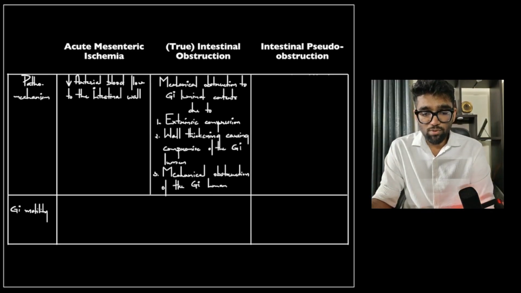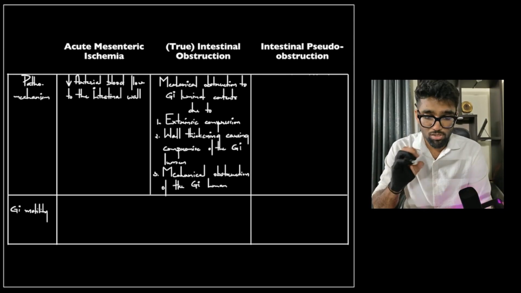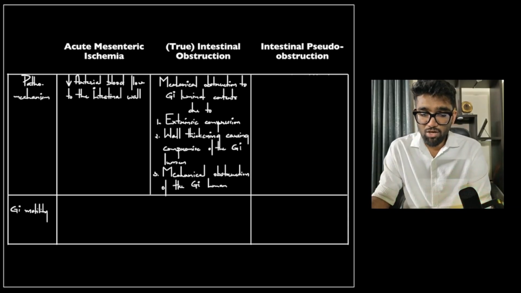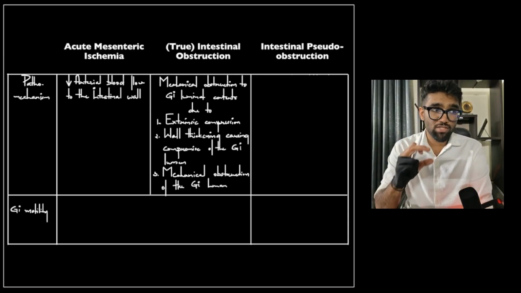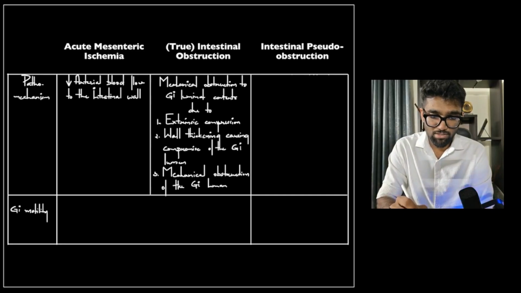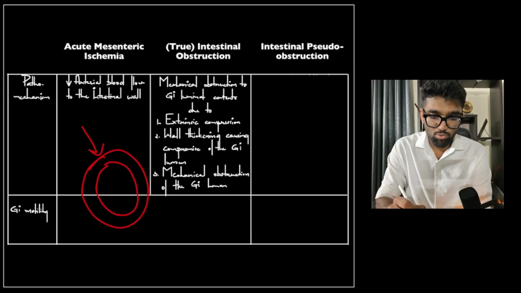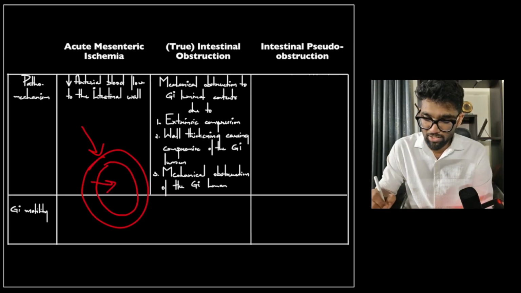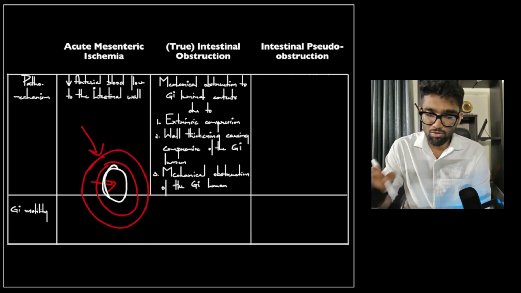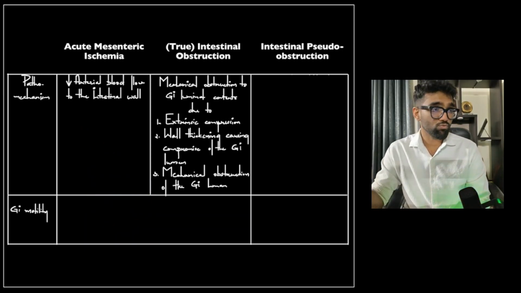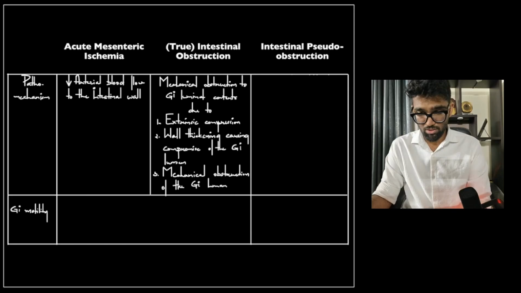Now, true intestinal obstruction refers to mechanical obstruction to the movement of the GI luminal contents. This could be either due to an extrinsic compression from outside the wall. It could be due to a thickening of the wall that is causing compromise of the lumen within the gastrointestinal tract, or it could be an actual mechanical obstruction within the wall of the gastrointestinal tract. So again, just to reiterate, it could be something compressing it from outside. It could be that the wall has become too thick and therefore is compromising the lumen. Alternatively, there might be something actually sitting within the lumen obstructing the movement of contents through the gastrointestinal tract.